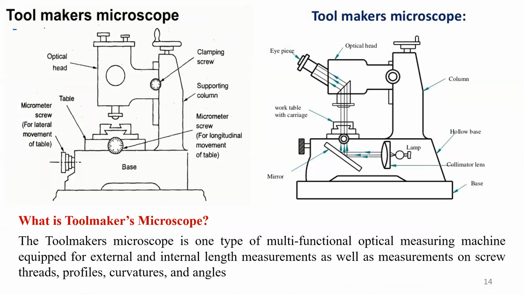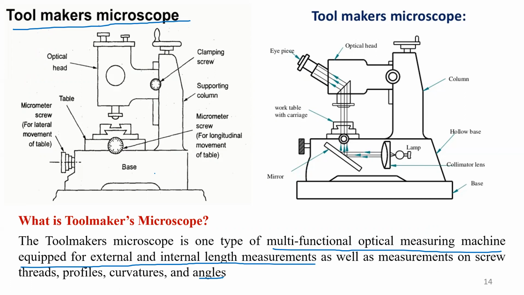And coming to this is the toolmaker's microscope. So toolmaker's microscope is a multifunctional optical measuring machine. This is equipped for external and internal length measurements, as well as measurements of screw threads, profiles, curvatures, and angles.